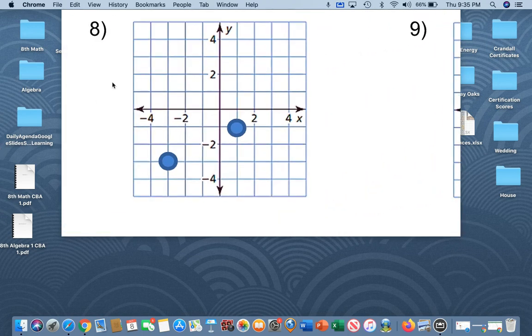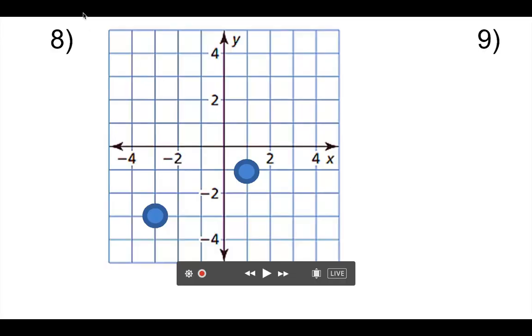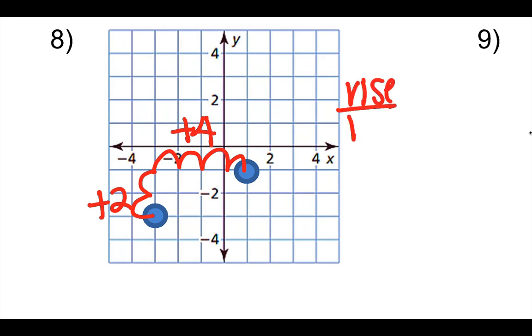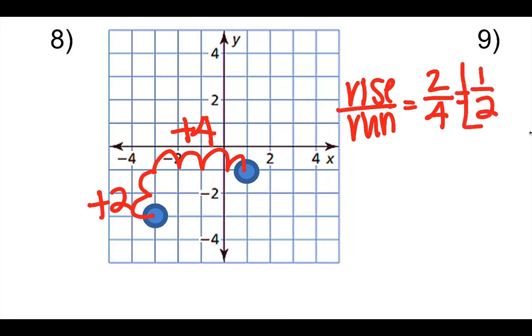This one I would do pretty points, and I would look at rise, going up 2, and run 1, 2, 3, 4. And again, it's the right. So again, it's rise over run. I've got 2 over 4, which simplifies to 1/2.